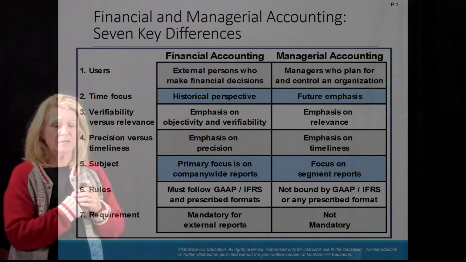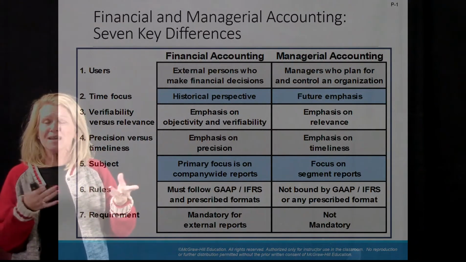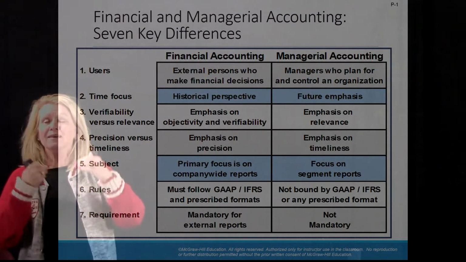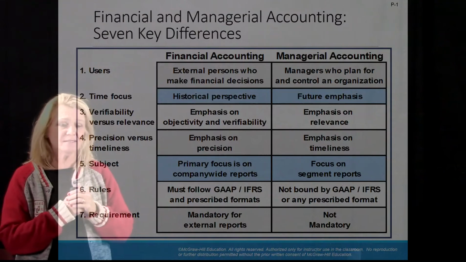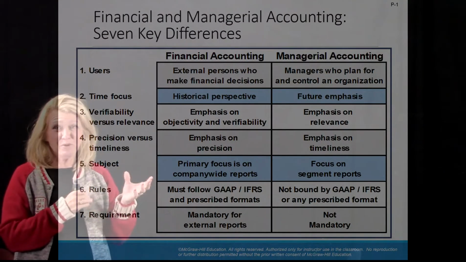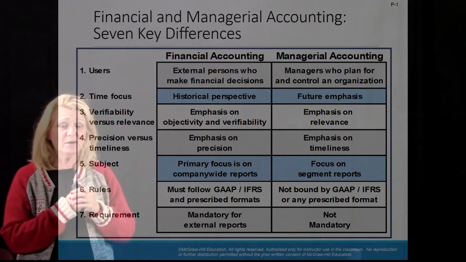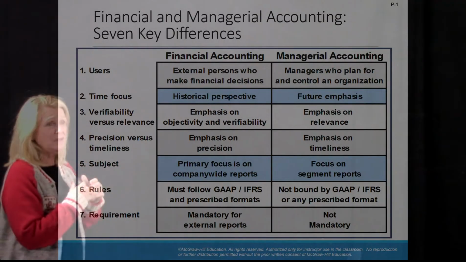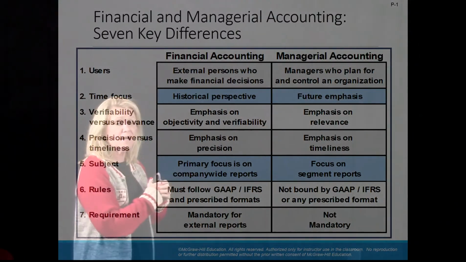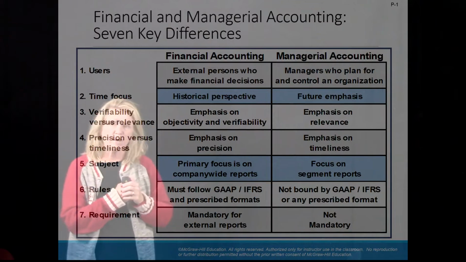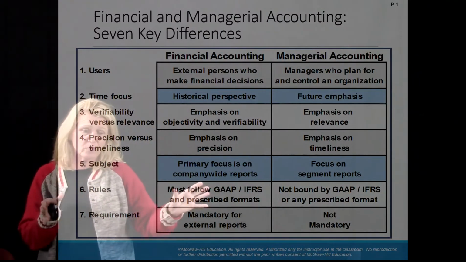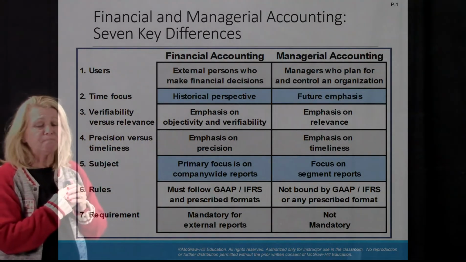Financial accounting is about company-wide reports. How is the whole company doing? Total income, total expenses. Managerial accounting focuses on different divisions and different departments, different segments. There may be manufacturing, there may be selling, and those aren't all put into one report. They come out as separate reports for those separate departments.